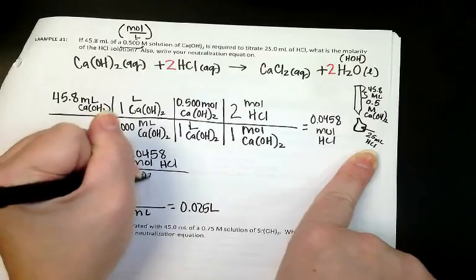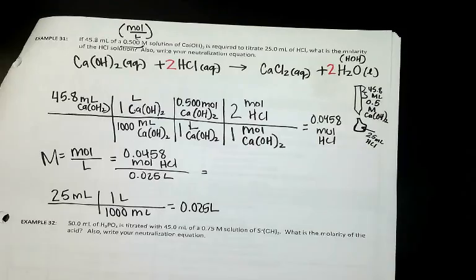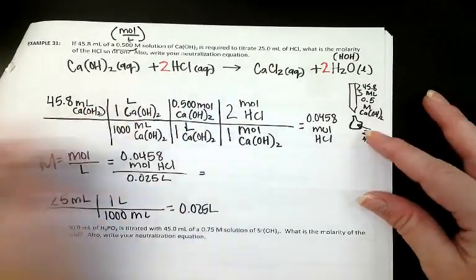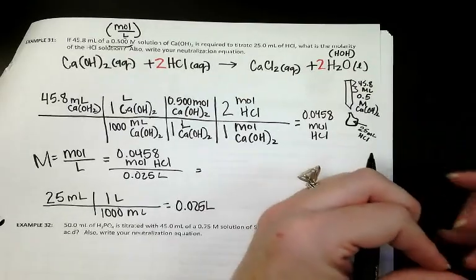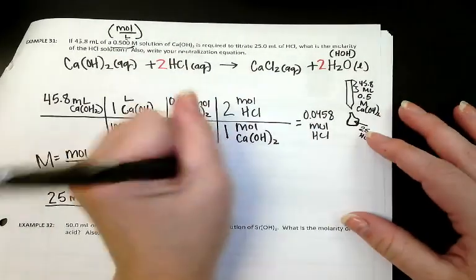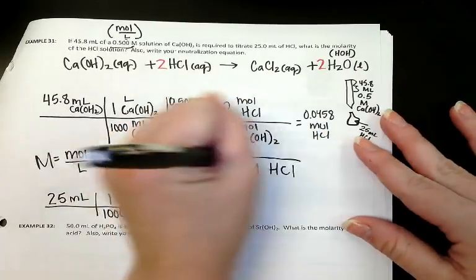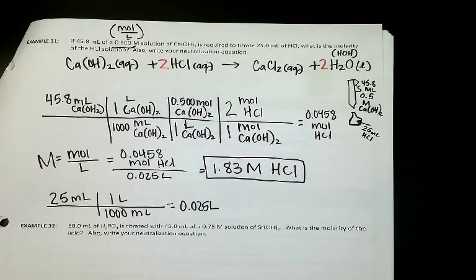Now, how many sig figs should my answer have? 3 sig figs. So what would my answer be? 1.83. 1.83 molar hydrochloric acid. Woohoo! Notice how much stuff from this year we used in this one question. We used so much, right? In this one question.